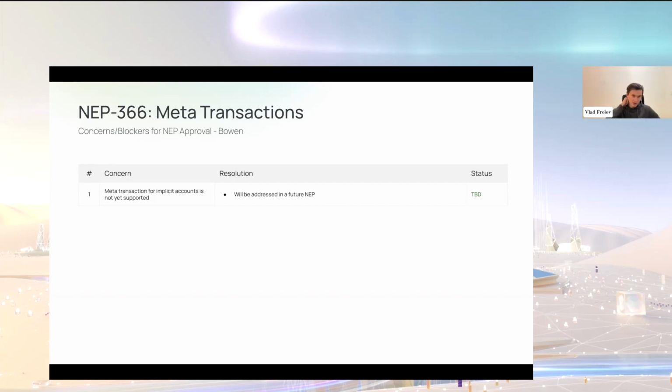There is a question in the chat from Evgeny, so I will just read it out loud so we are on the same page. The question is: this only applies to implicit accounts that don't exist on chain, right? If the question is about the concern, yes.